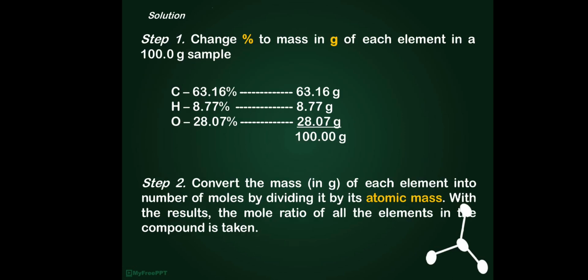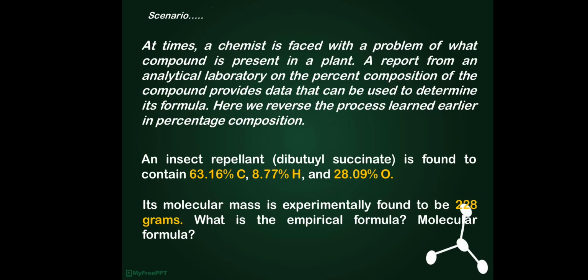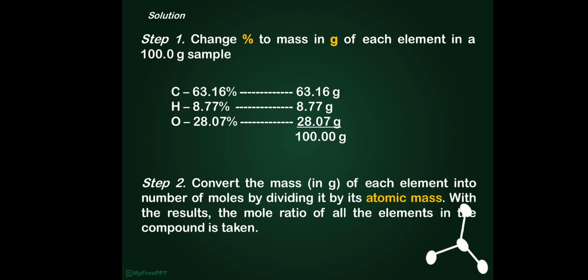Change the percentage or percent to mass in gram of each element in a 100.0 gram sample. Okay? So from this percentage of element, there are three elements here. 63.16 percentage, let's make it to gram: 63.16 gram. So H, 8.77. Just change lang, I'm not saying convert. You have to change lang the unit. 8.77 is 8.77 gram. 28.07 percentage is 28.07 gram. Okay? The totality of the three, we have 100.00 gram.